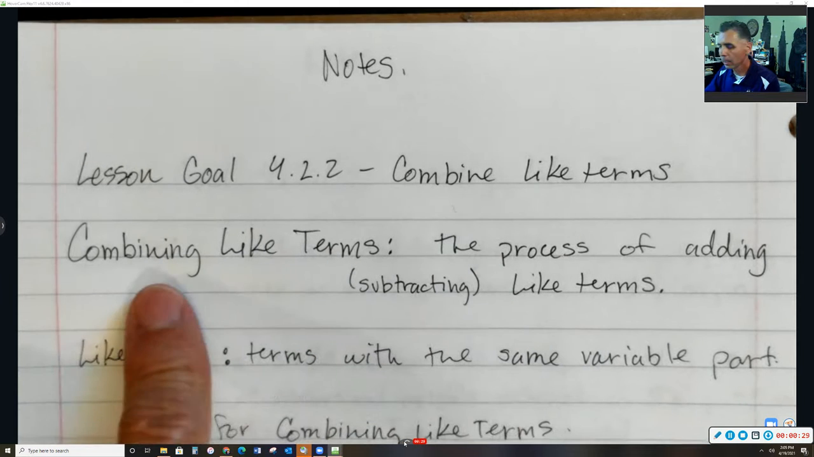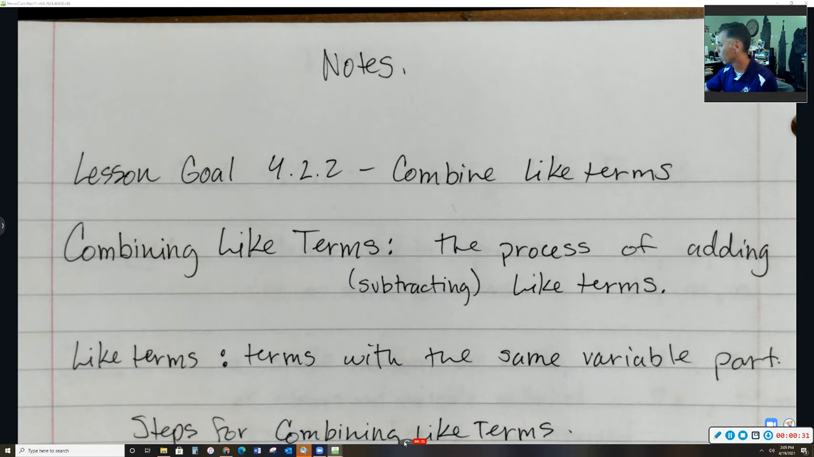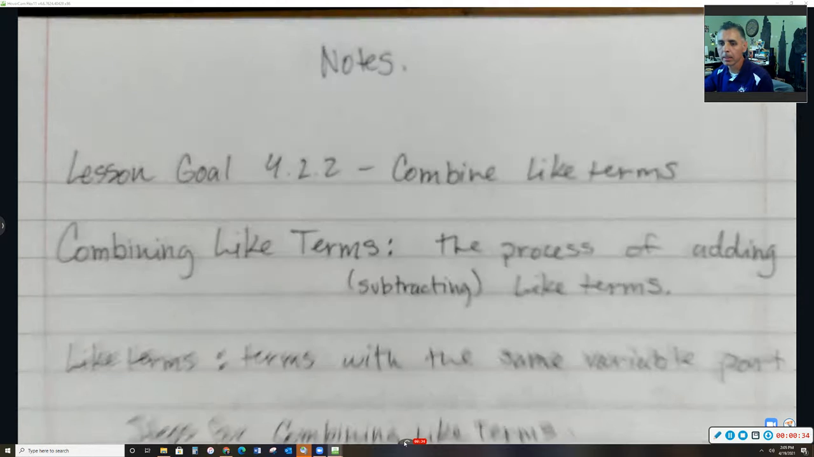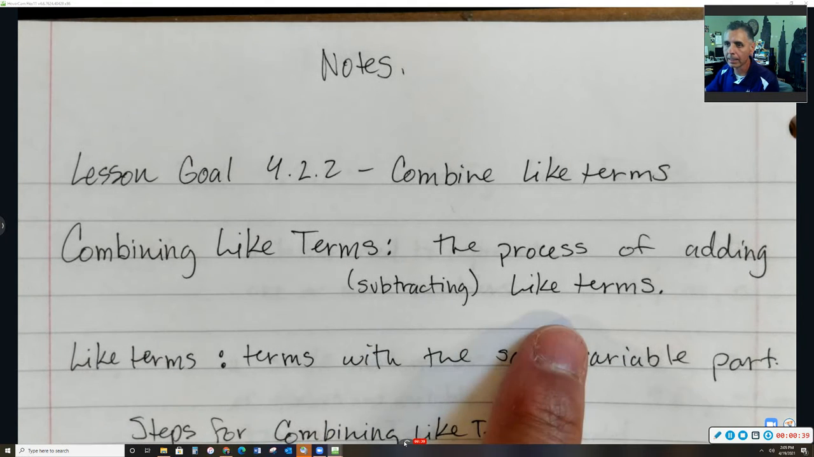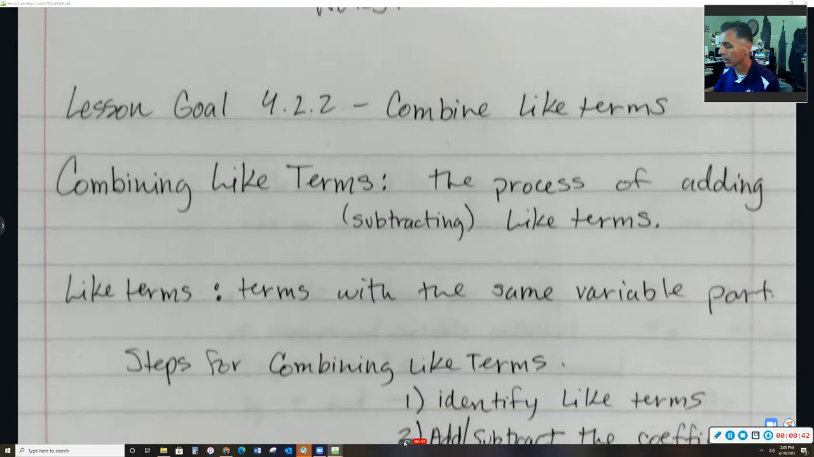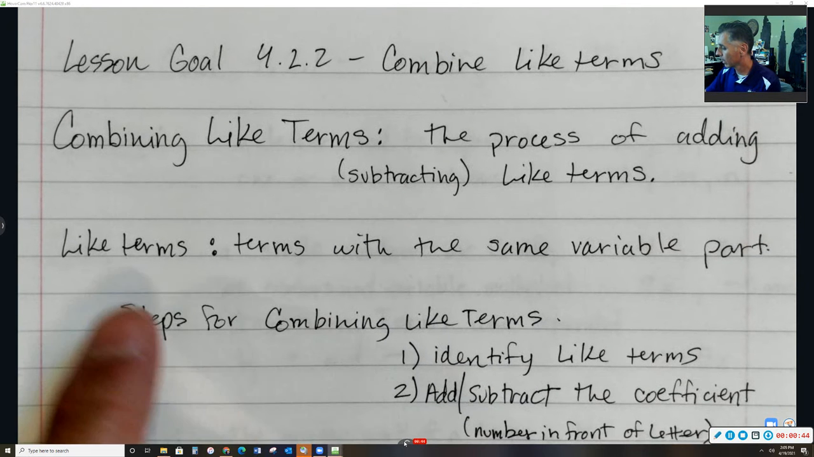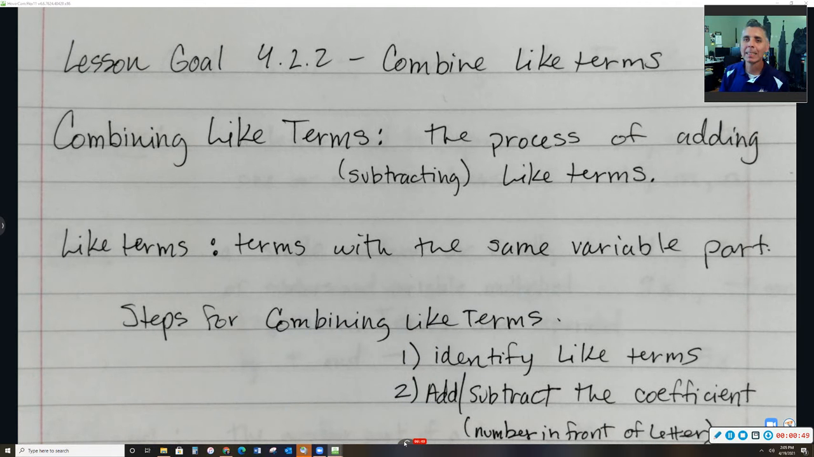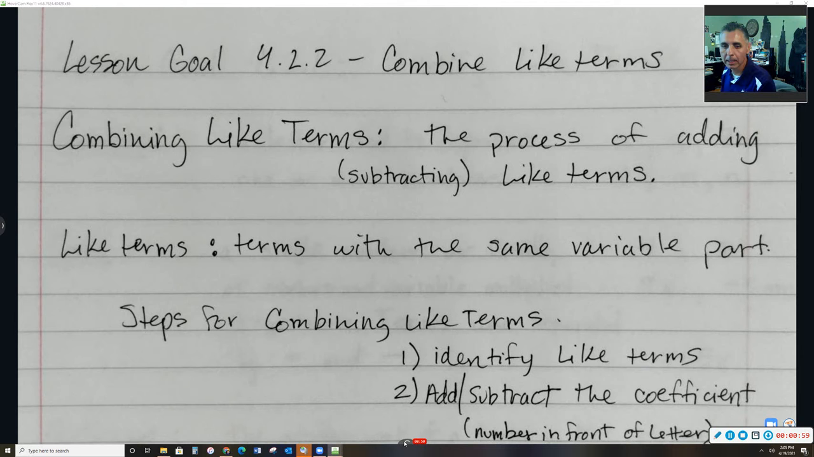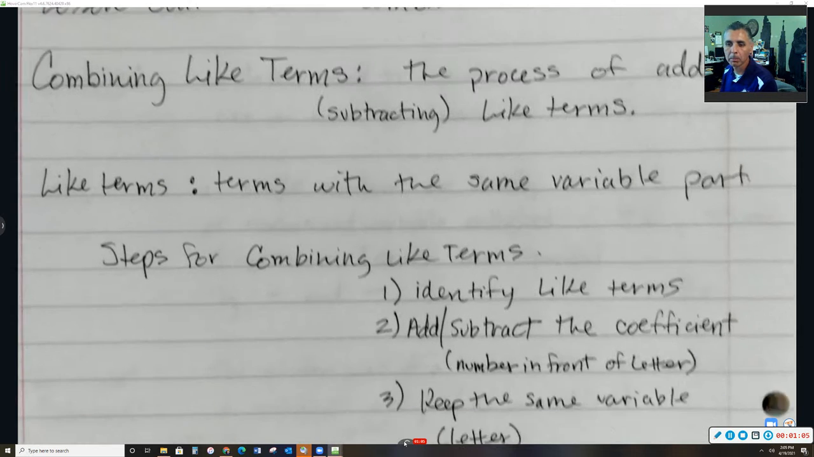Combine like terms. And then whenever I say combine like terms or combining like terms, that's basically the process of adding or subtracting like terms. Okay, and then real quick from the other day, like terms are terms with the same variable part. And it has to be the exact same, not only letter, but also exponent. Okay, those are like terms. And then we have steps for combining like terms. If you need to pause this to copy it, go ahead and pause it. I'm going to move it down to the steps.